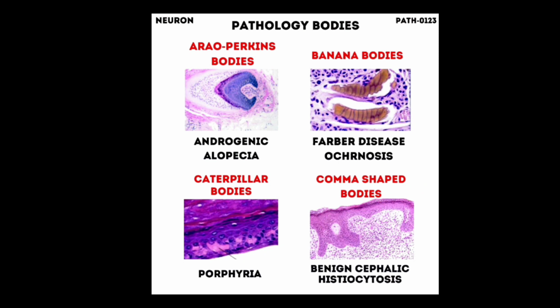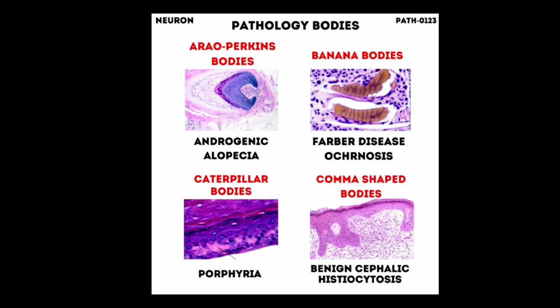Next, Arao-Perkins bodies seen in androgenic alopecia. Alopecia means hair loss. Next, banana bodies are seen in Fabry's disease and ochronosis. Ochronosis is seen in alkaptonuria. Alkaptonuria means deposition of alkapton bodies in the ear, that is blue black in color, that is seen in ochronosis, abnormal deposition of alkapton bodies.